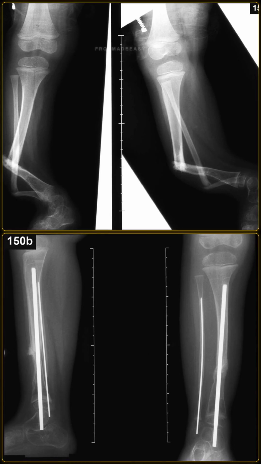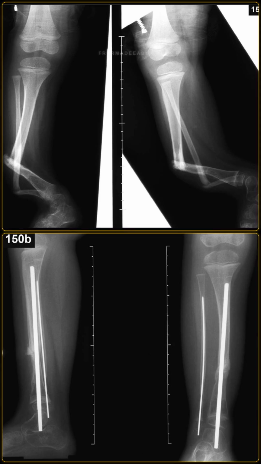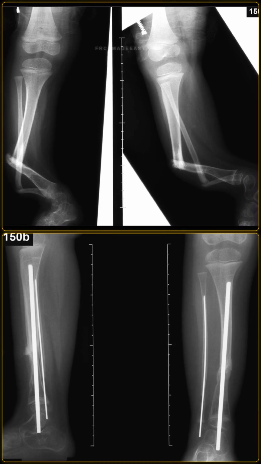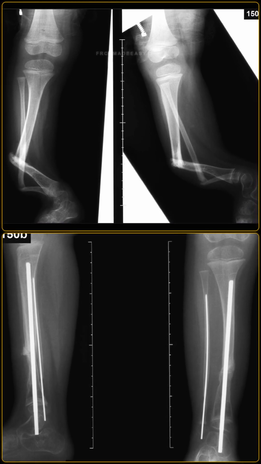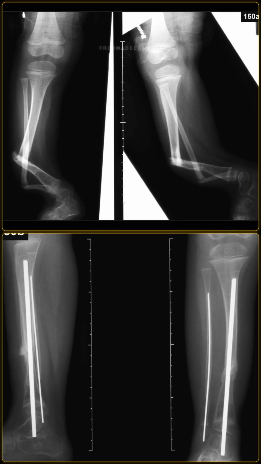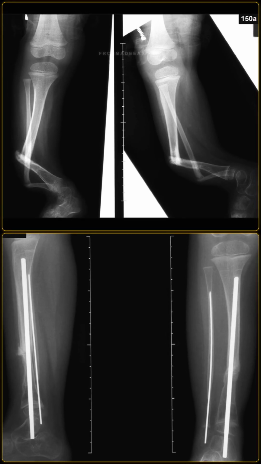I would immediately communicate any signs of hardware failure, infection, or non-union to the orthopedic oncology and pediatric teams. I would also suggest checking for other clinical signs of neurofibromatosis, such as café au lait spots, Lisch nodules, and axillary freckling.